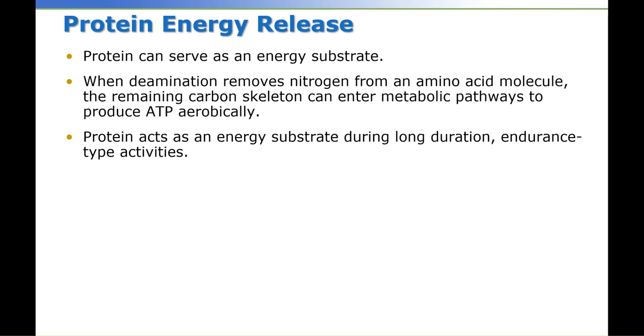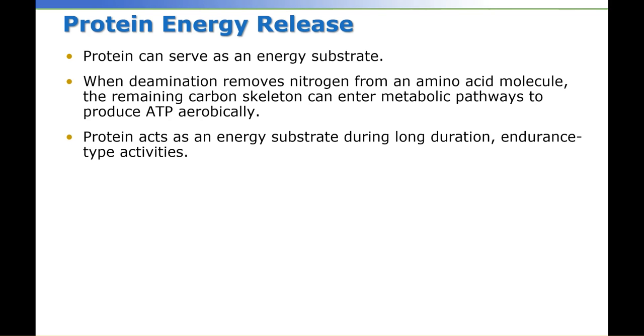Protein energy release. Proteins can serve as energy substrates. When the deamination removes the nitrogen from amino acid, the remaining carbon skeleton can enter a metabolic pathway to produce ATP aerobically. That's because the deamination causes the amino acid to then be transferred into a different macronutrient. Okay, so the deamination enables that carbon skeleton to go through the metabolic pathway to produce ATP aerobically.